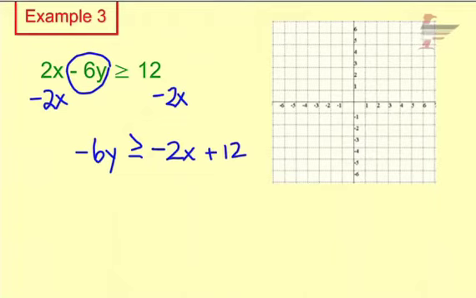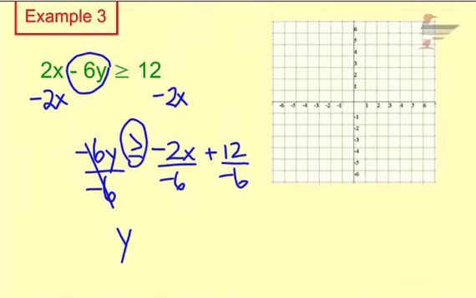And still working on getting y by itself, we'll divide by a negative 6. And make sure you divide everywhere by a negative 6. So here's why I wanted to do this example. What do we have to remember when we are dividing both sides of an inequality by a negative number? Hopefully you caught it yourself, but we have to flip our inequality. It has to change directions. So now it's going to be y is less than or equal to.